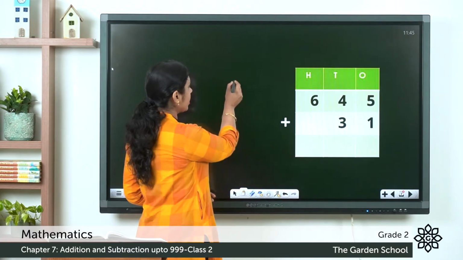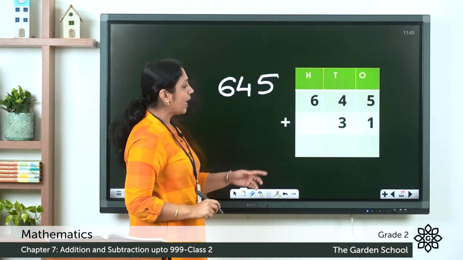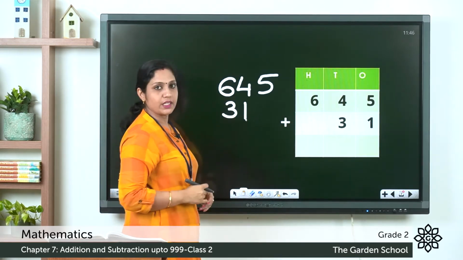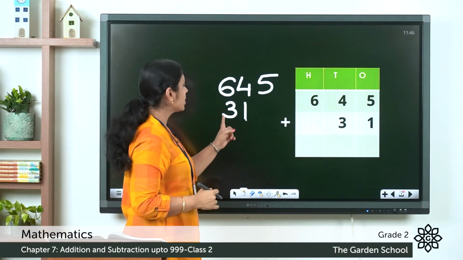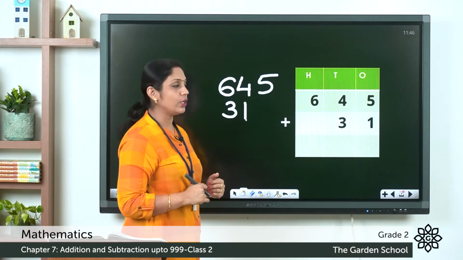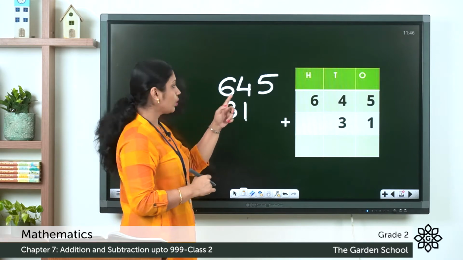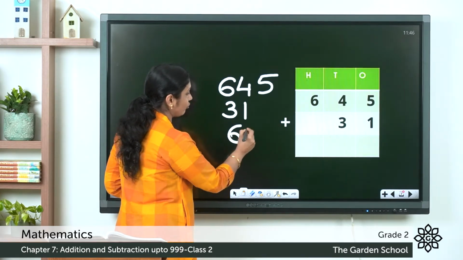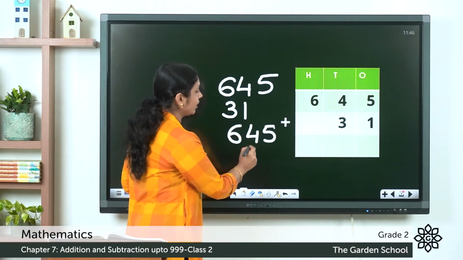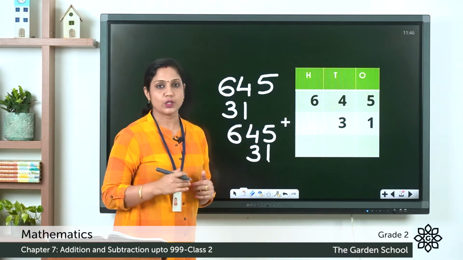So when you write 645, this is a 3-digit number and 31 is a 2-digit number. If you write it here, what happens? Is this correct? No. Why? Because 31 is a 2-digit number. We have to always write according to the place value. In the number 31, we have ones and tens. So we have to write 645, and for the number 31, 3 in the tens position and 1 in the ones position. Only then our answer will be correct.